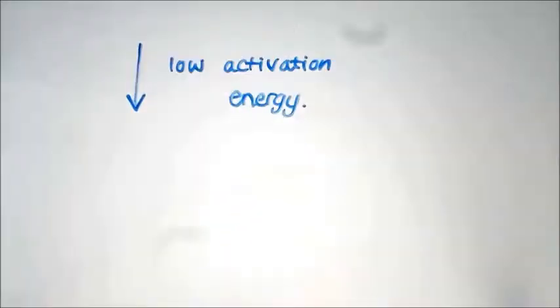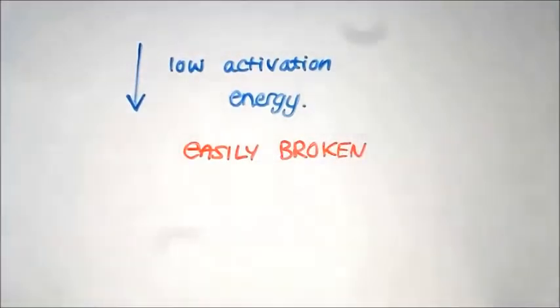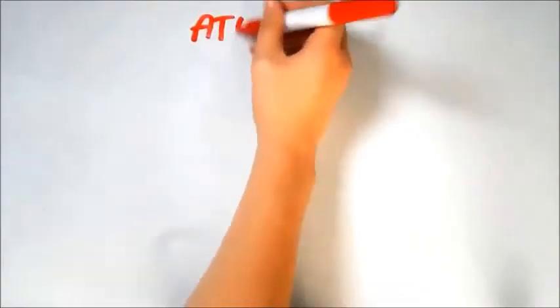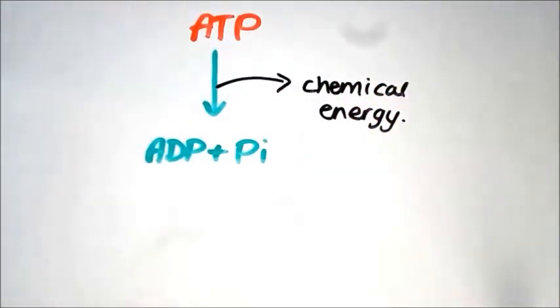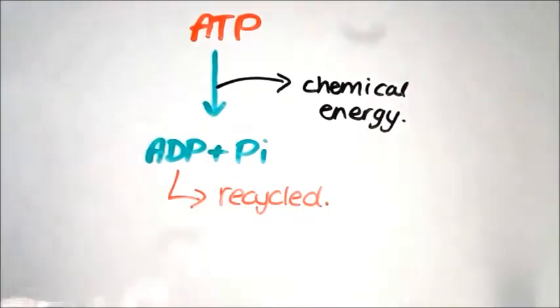They have a low activation energy and so are easily broken. When they do break, the chemical energy they store is released for the cell to use. The ADP and the inorganic phosphate are recycled back into respiration to synthesize more ATP.